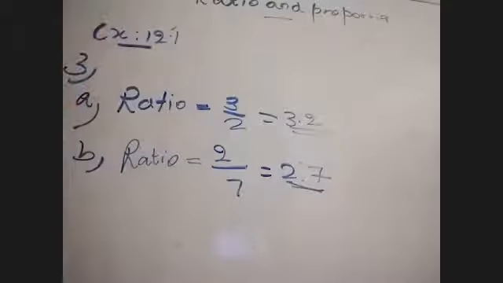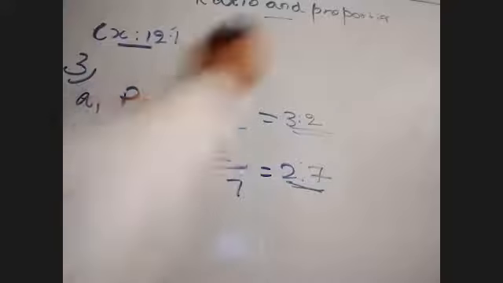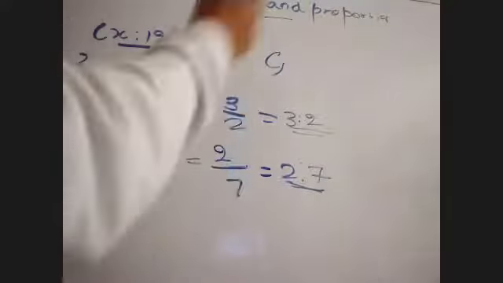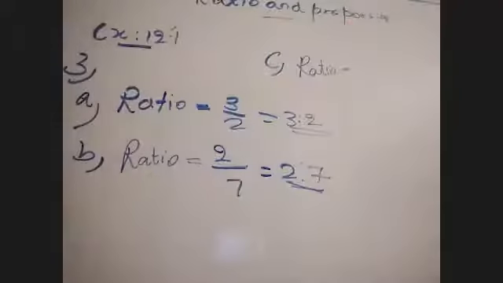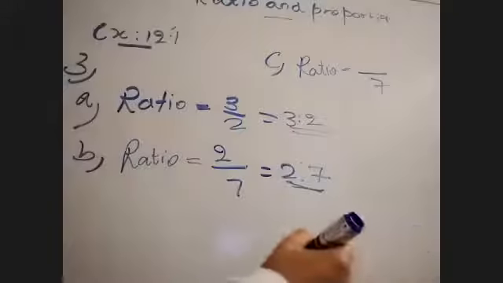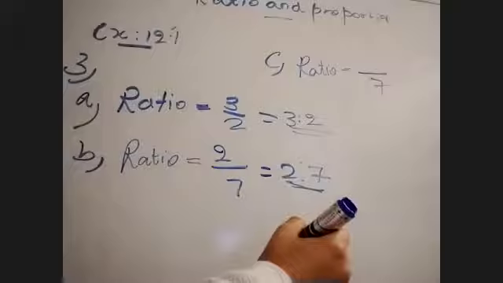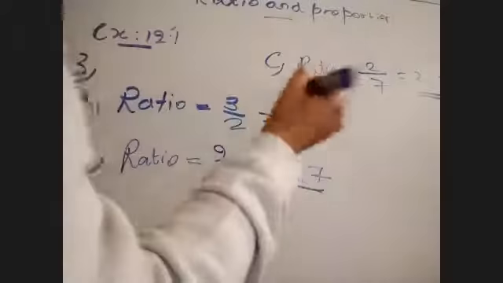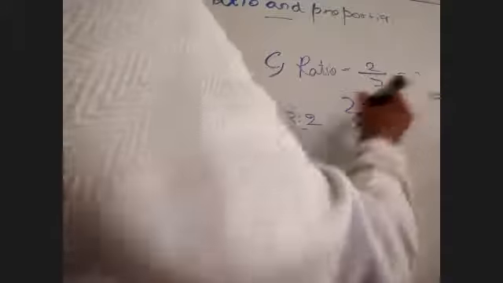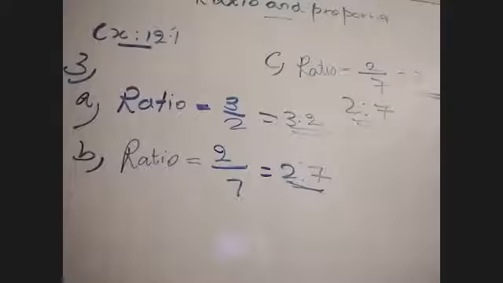Then we go to the next part. I'll write it here because we don't have space below. The number of circles to all figures inside the rectangle. So we know all the figures are 7, and the number of circles is also 2. So this is 2 by 7 here also. I hope this question is clear to all of you.